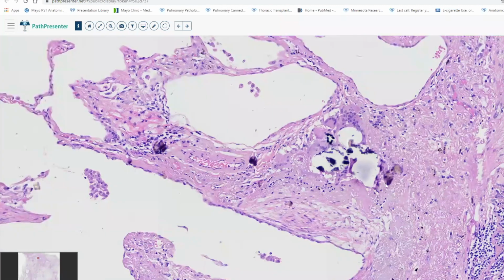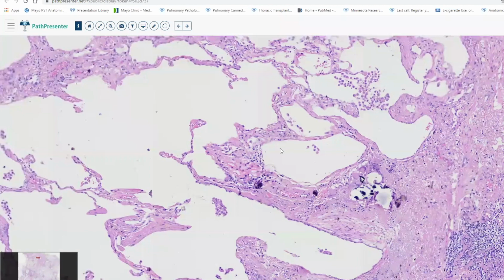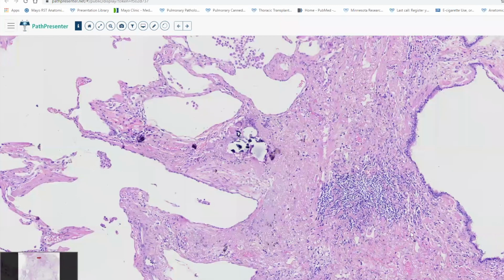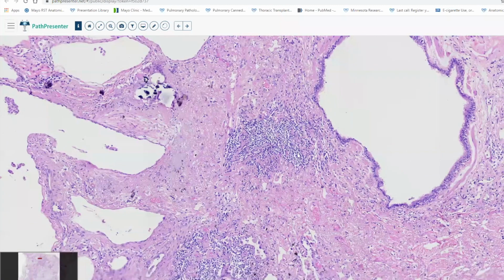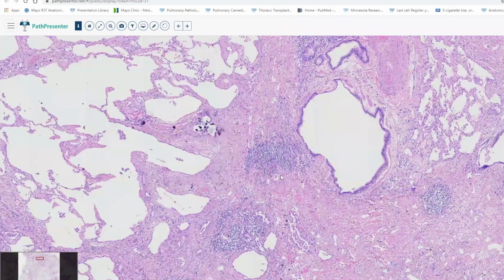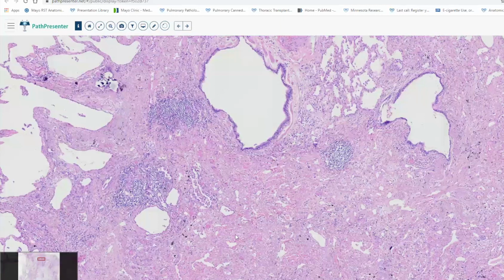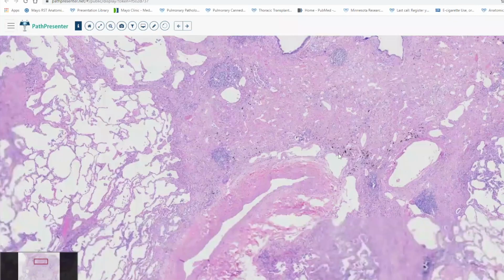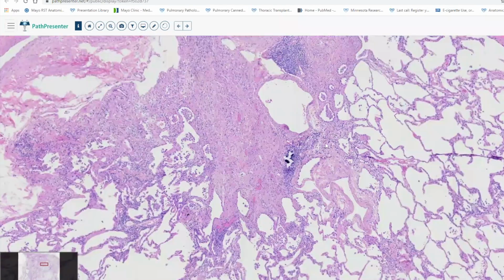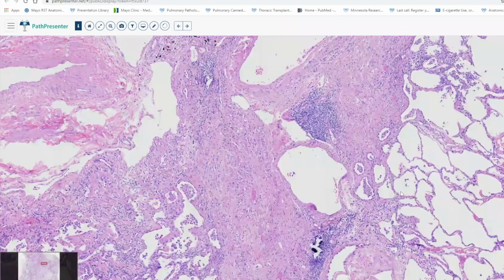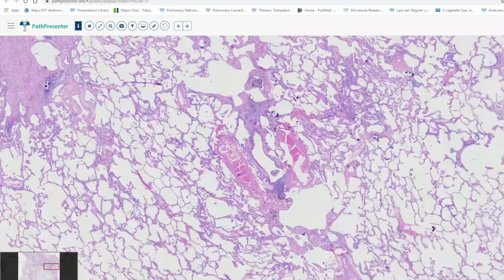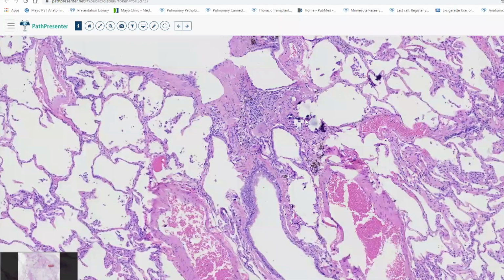So we have these giant cells. We have these granulomas here that are relatively poorly formed. They have lots of lymphocytes associated with them. And then we have this fibrosis. It's really centered around these airways, and it's patchy. As we move around, we see some more poorly formed granulomas around these airways here. Okay.